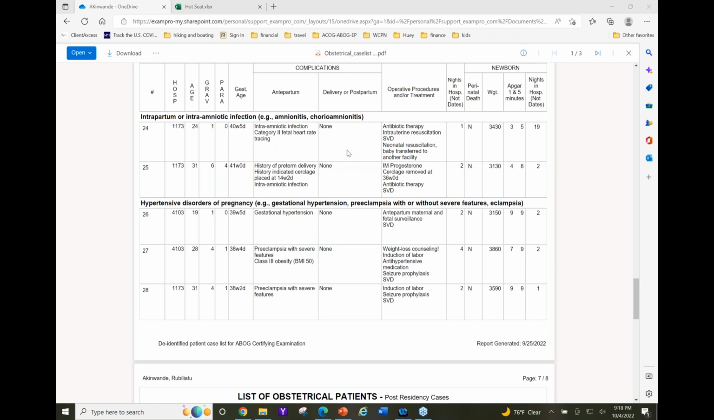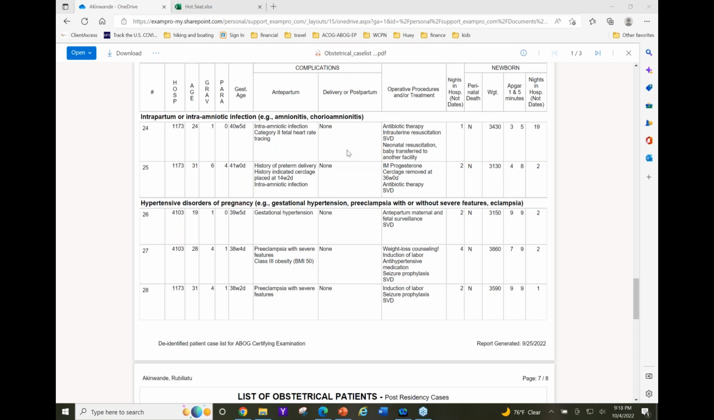I can't remember her exact number, but I did give her Tylenol to treat it, and then we checked it about 30 minutes later, and she was still febrile. So with 2 fevers, and she was tachycardic, and we had fetal tachycardia, we gave her the diagnosis of intraamniotic infection, chorio.